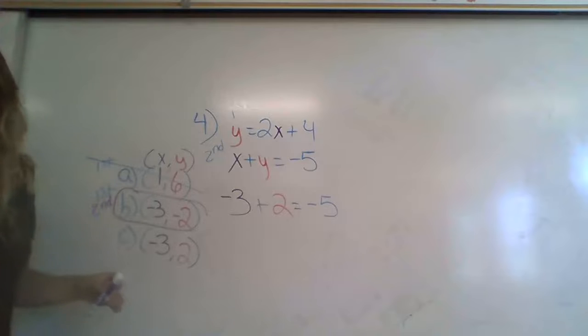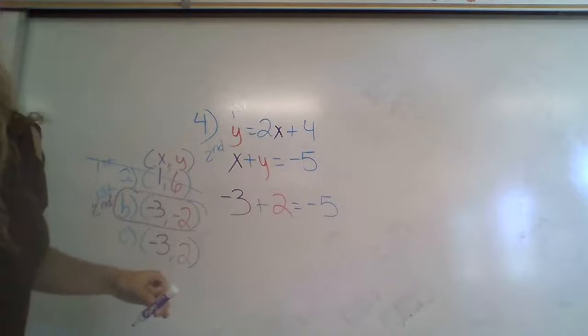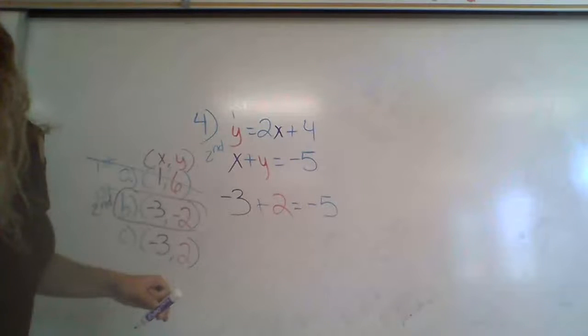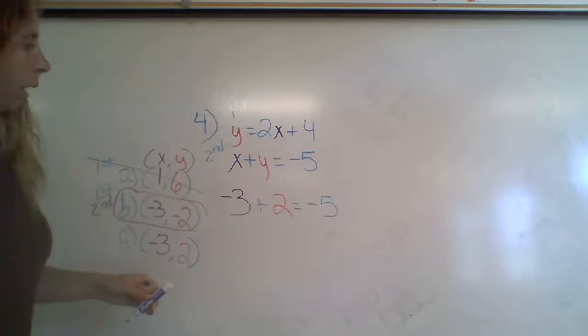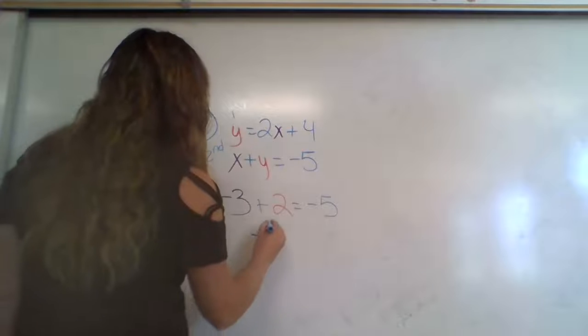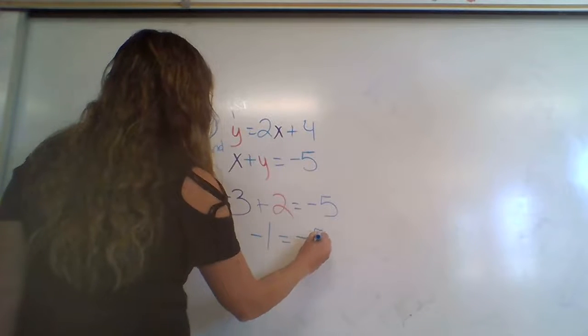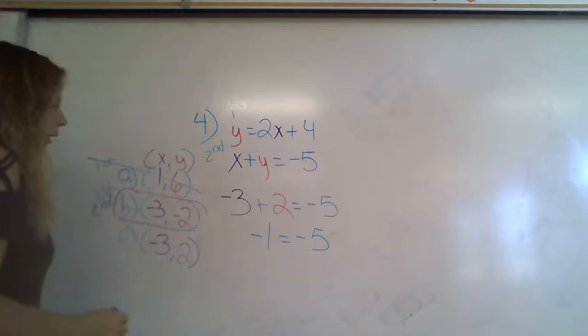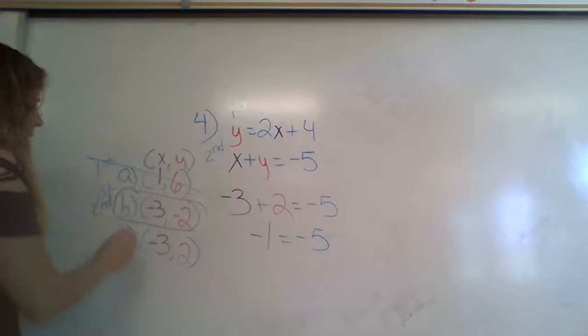Now, did I write that down right? Wait for it, -3, 2, -5. Yes. All right, -3 plus 2 is -1. And that is also not true. So it's not C.